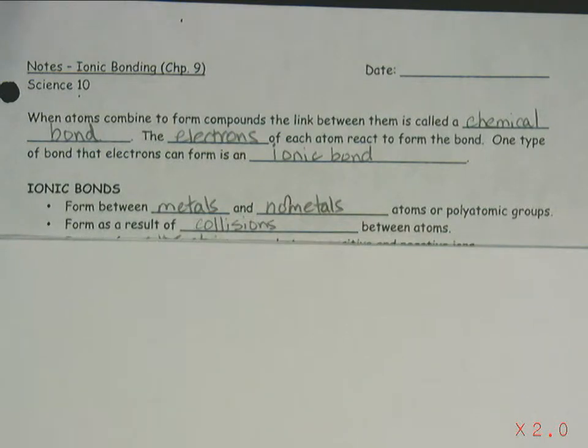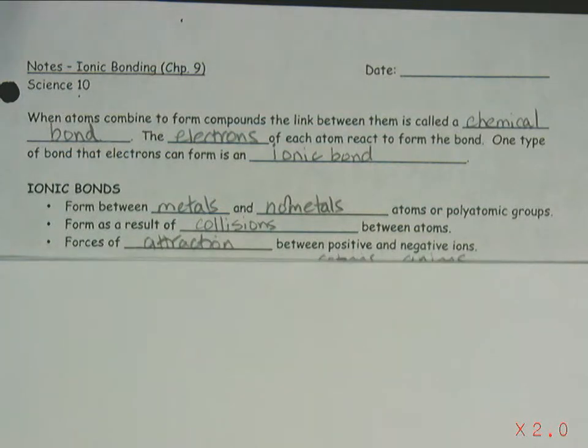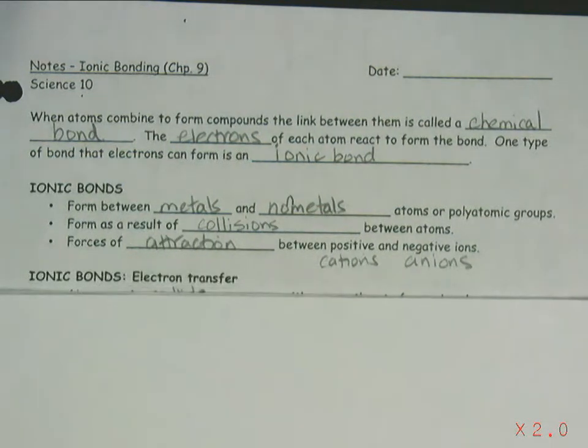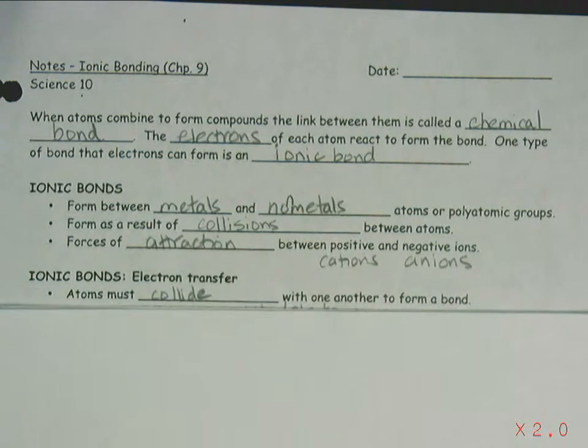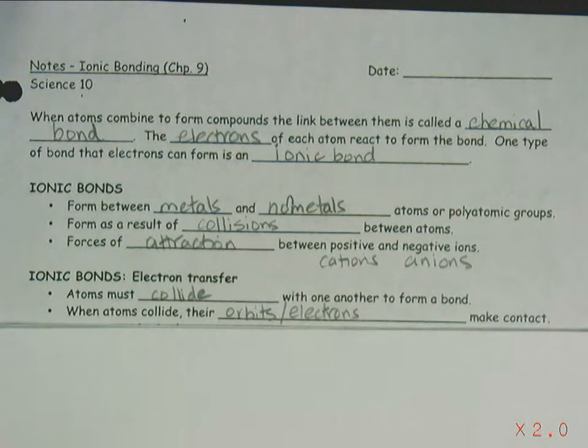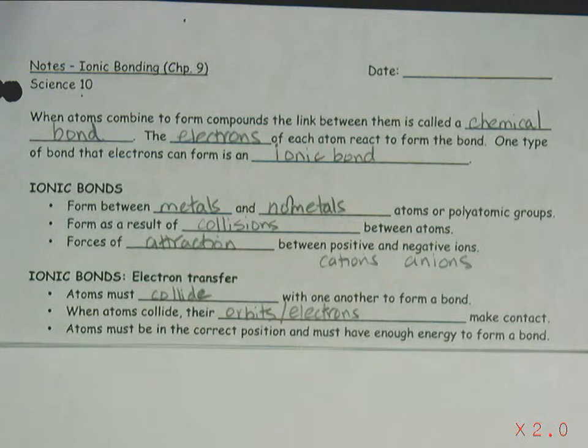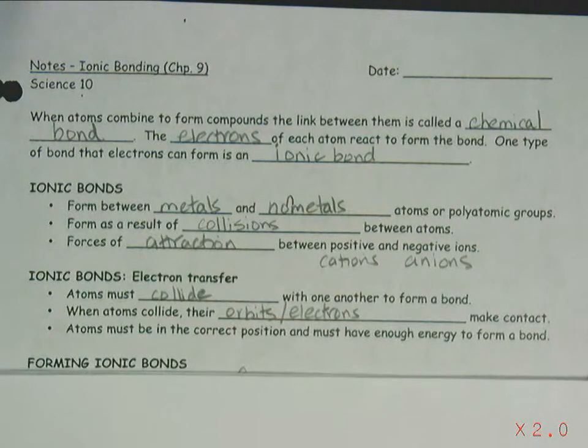They form as a result of collisions between the atoms. And it's the forces of attraction between the positively charged cations and the negatively charged anions that cause the bond to be formed. When ionic bonds are formed, electrons are transferred. Atoms must collide with one another to form a bond. When they collide, the orbits or electrons in their valence shell make contact. The atoms have to be in the correct position, and they must have enough energy for the bond to form.